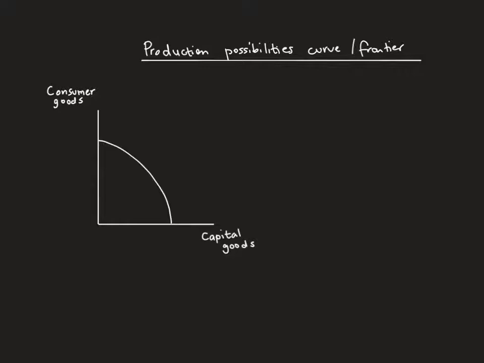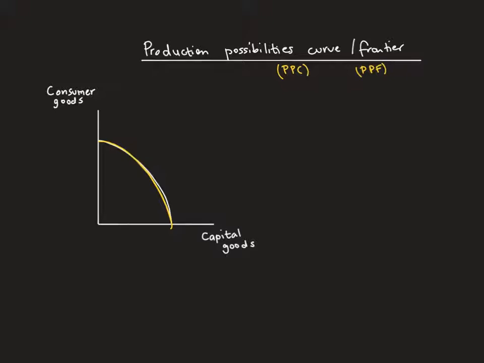In this video, we'll focus on the PPC curve, which is short for the production possibilities curve, and in some textbooks also called the PPF curve, which is short for production possibilities frontier curve. The PPC curve is represented by this curved line here. What the PPC curve indicates is the combination of two types of products that can be produced by using all your resources efficiently.